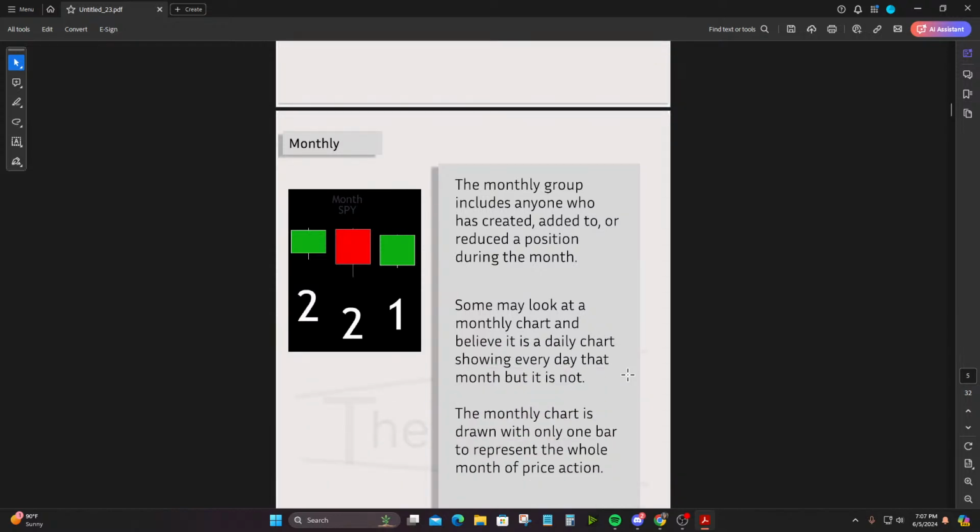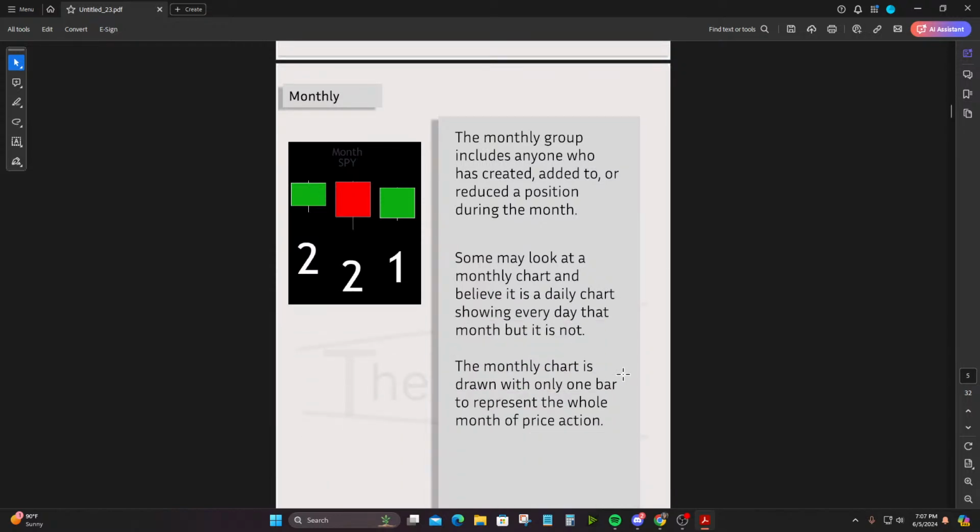When we look at all the time frames, we typically start at the year and go down. We look at the year, we look at the quarter, but the lowest, biggest time frame that you should go to is the monthly. So the monthly group is anyone who has created, added to, or reduced a position during the month. And one monthly candlestick represents every day traded within that month.